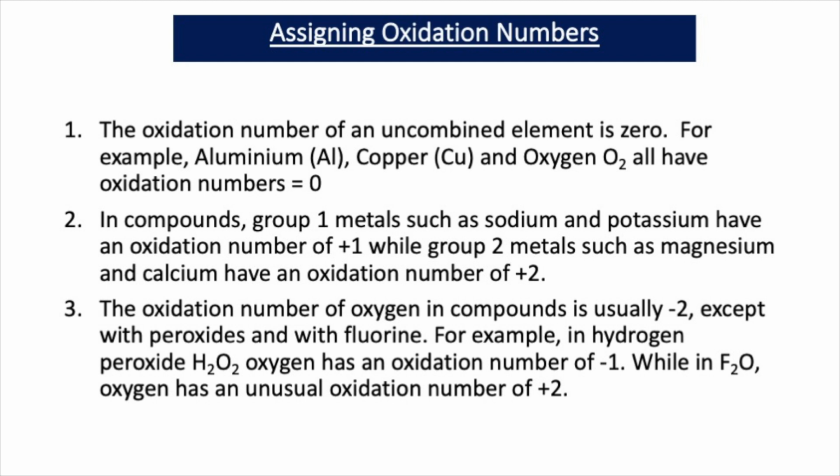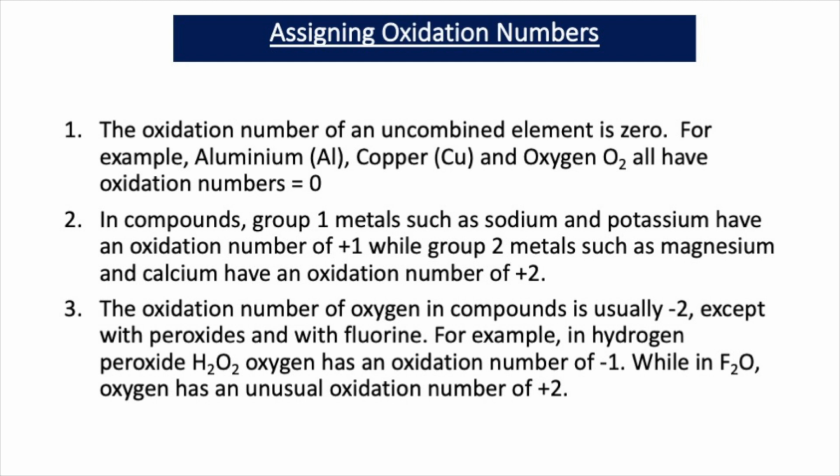Now, group 1 metals such as sodium and potassium have an oxidation number of +1, while group 2 metals such as magnesium and calcium have an oxidation number of +2. Now, this should be no real surprise because you should be familiar with the fact that sodium ions are Na+, potassium ions are K+, magnesium ions are Mg2+, and calcium ions are Ca2+.